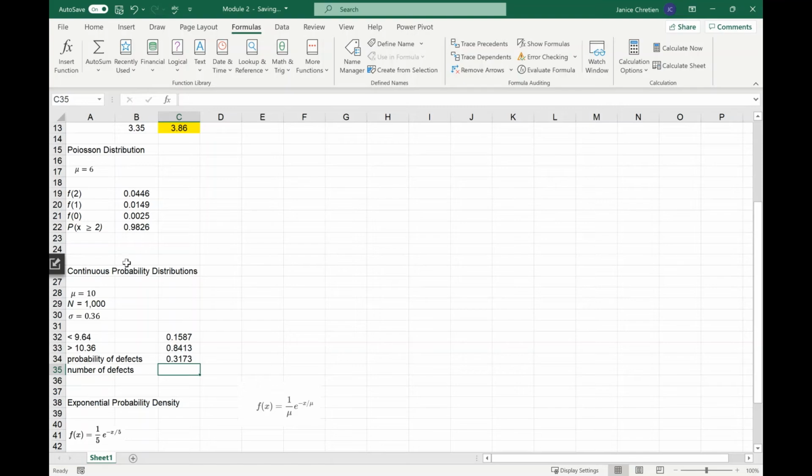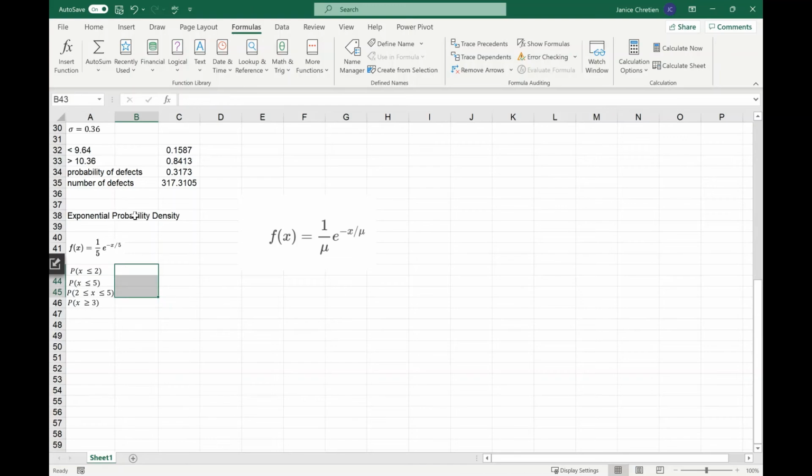And then, if we manufacture 1,000 units, how many of those are going to fall into this range? To find that, we're just going to say equals 1,000, because that is how many units we're talking about, times the probability. There'll be 317 units.